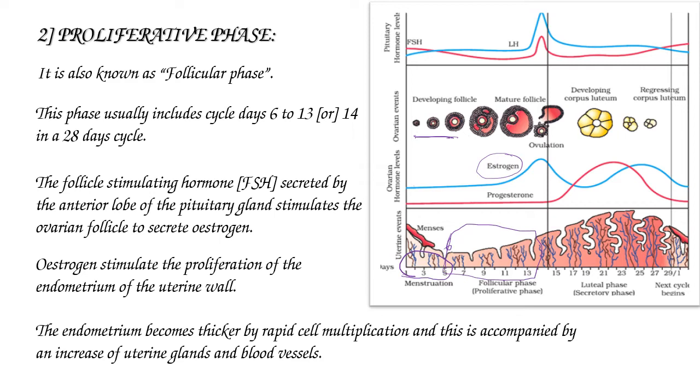Now, when the growing follicles start to secrete estrogen, that estrogen hormone helps in the proliferation of the endometrium, that is the innermost uterine layer. Proliferation means it undergoes repeated cell divisions and increases the uterine glands as well as blood vessels within the endometrium.